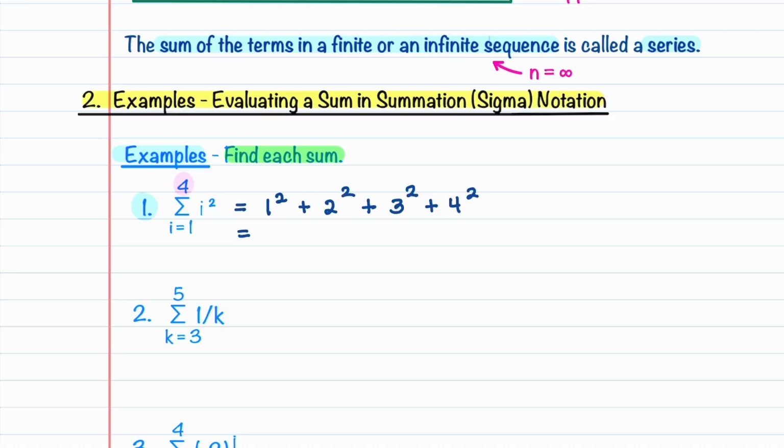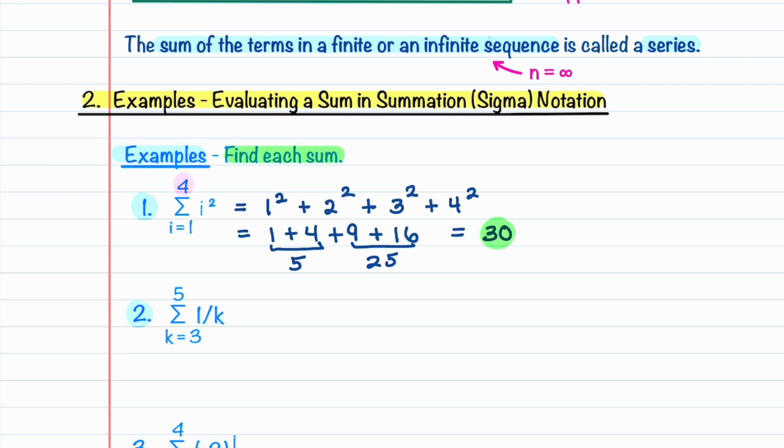Now we just have to add this up. This is 1 plus 4 plus 9 plus 16. Let's see here. This is 5. And this is 25. So our sum is equal to 30. Let's now look at our second example.